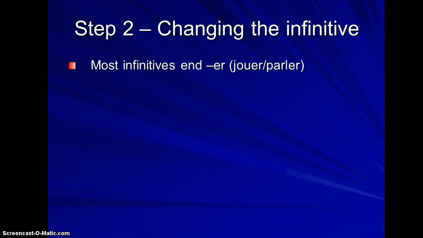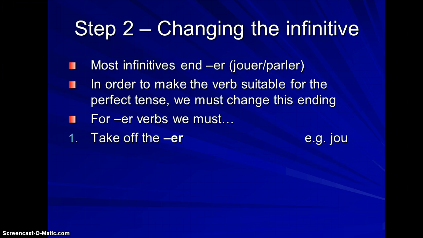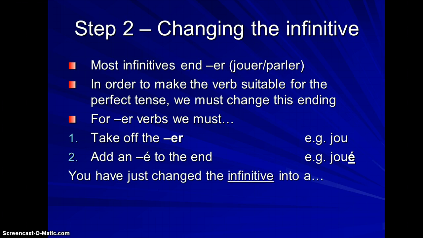Now, lots of infinitives, about 90% of them in the French language, end with letters ER, for example, jouer or parler, the verb to speak. And in order to make that useful for the perfect tense, the first thing we have to do is change the ending of that word. So for ER verbs, jouer or parler, the first thing we do is we take off the ER. That creates what we call a stem, the jou. Secondly, we put an E accent acute on the end. That turns the sound from joue to jouer. And you've just changed the infinitive into what grammarians call a past participle.